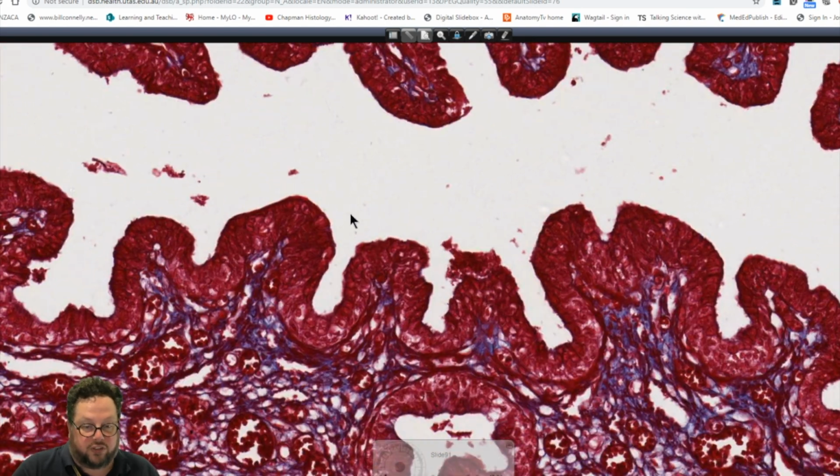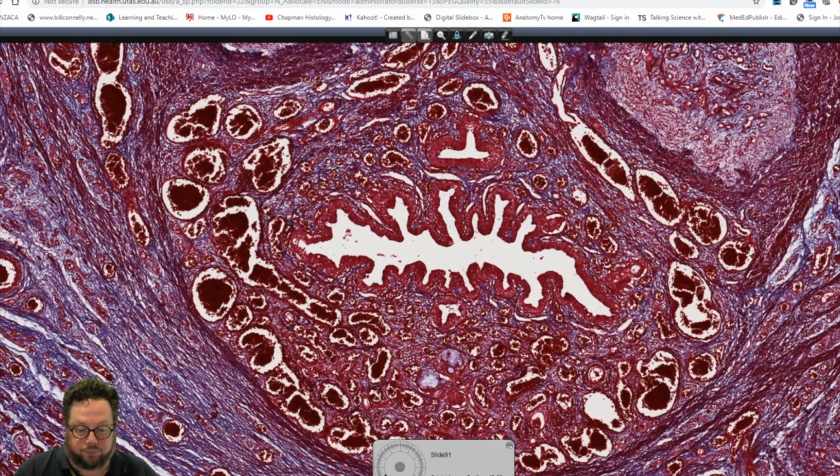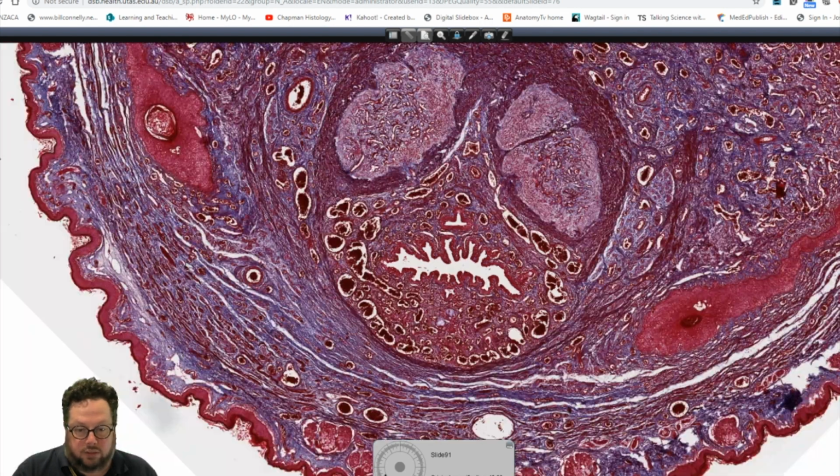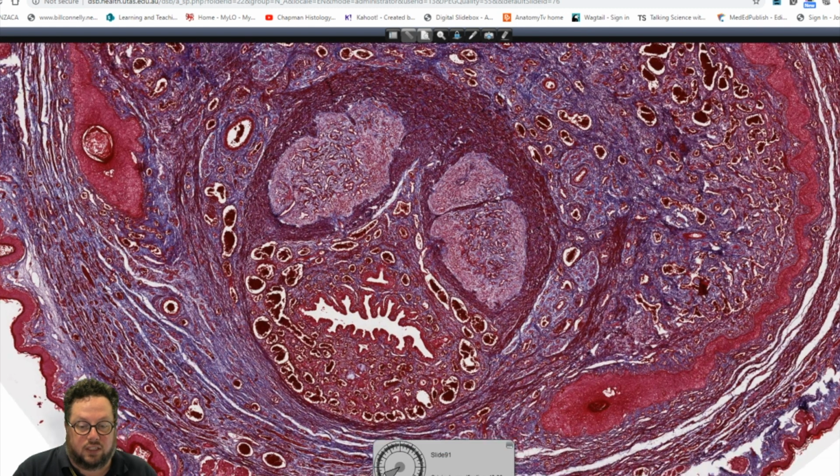This actually starts off as transitional epithelium, and as it migrates down the length of the penis through the corpus spongiosum, it eventually becomes stratified squamous, non-keratinized epithelium, eventually becoming keratinized epithelium as it becomes continuous with the skin of the penis near the external urethral orifice. All right, so as I say, this is a little bit of a unique section.